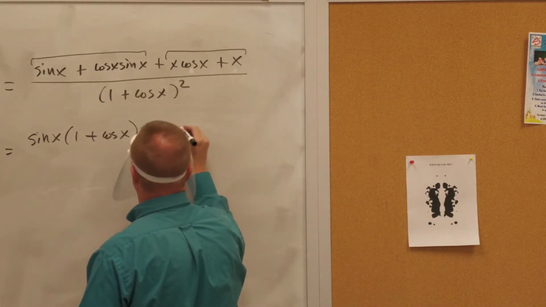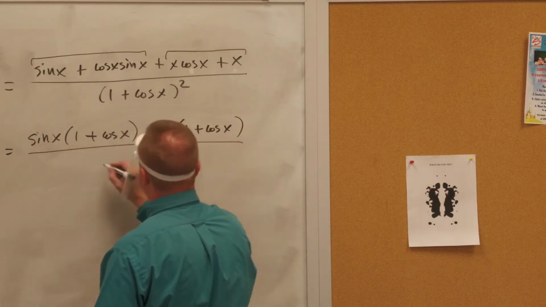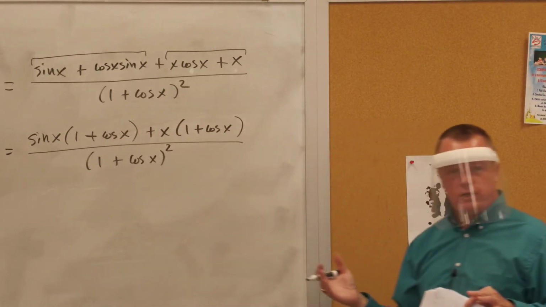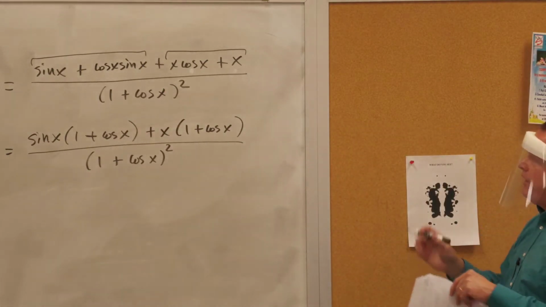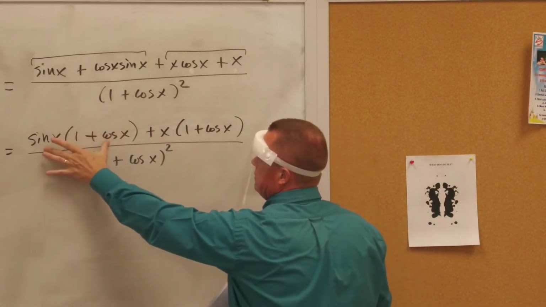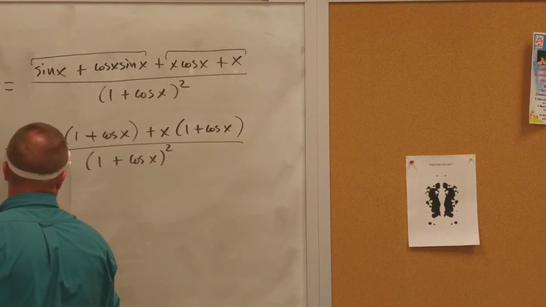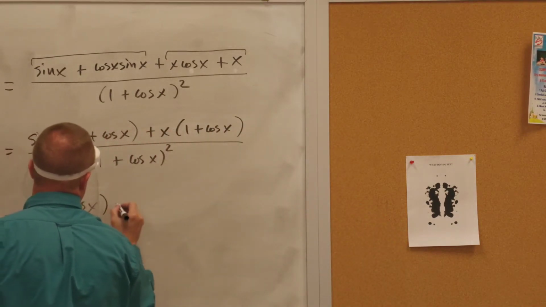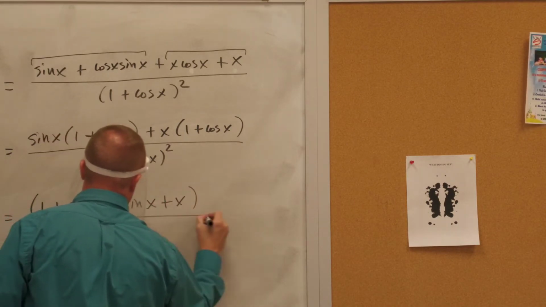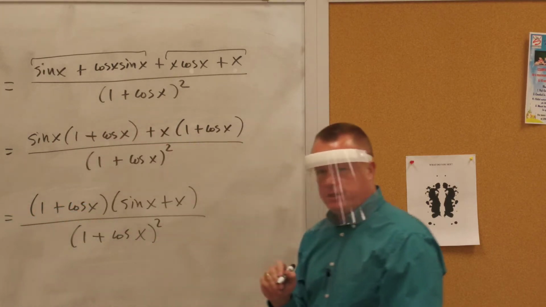So let's go ahead and just turn that around. Get that. So it's factoring by grouping is really what I'm doing on the top. So now I can factor out the 1 plus cosine x from this term and this term, and that will reduce then to be, or factor to be this. Okay, questions about that?